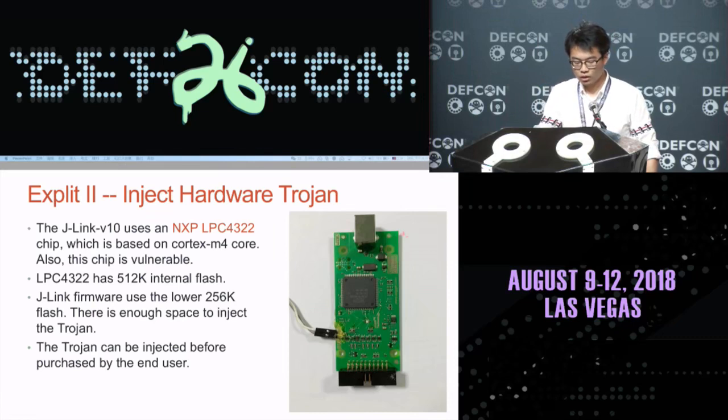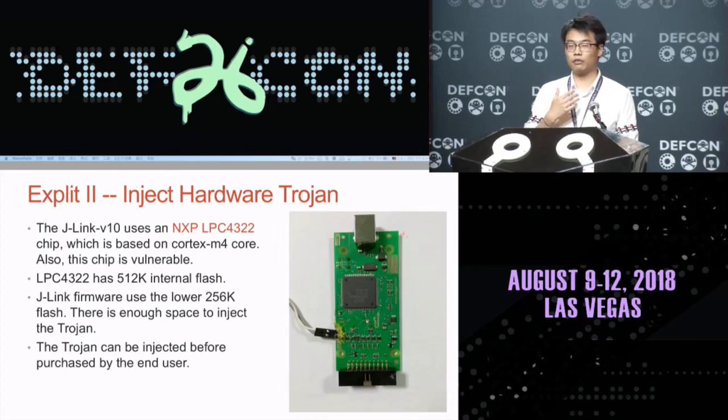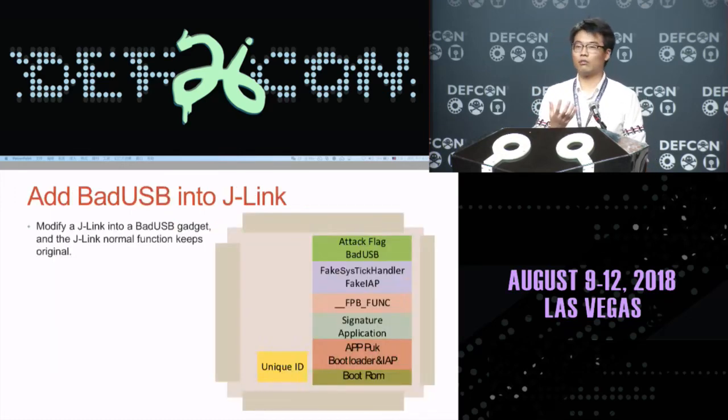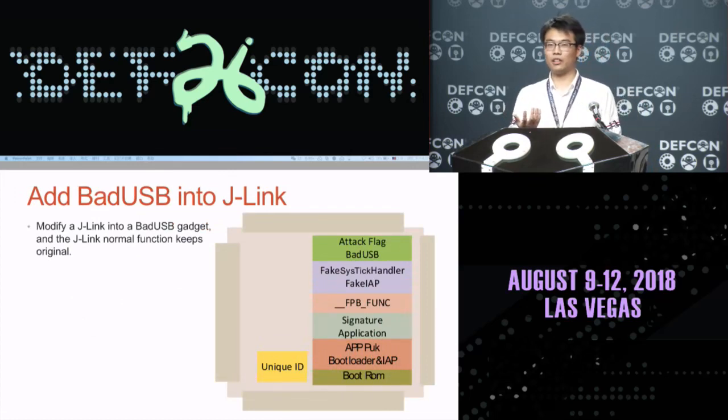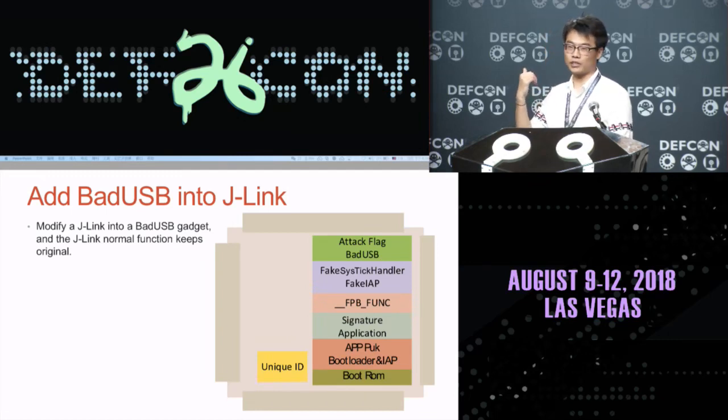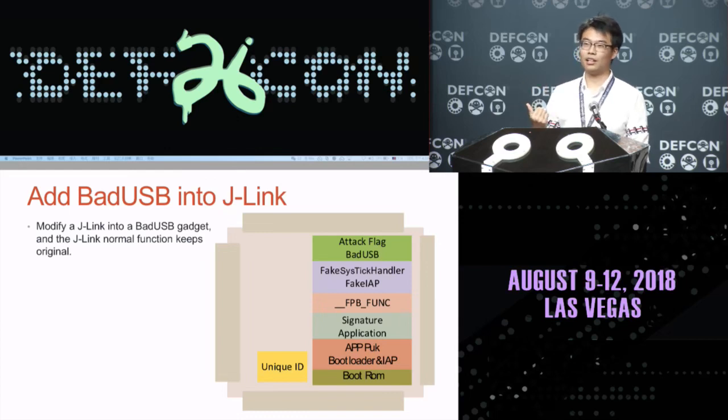So if we want, we can just inject the hardware trojan inside of the firmware before other people purchase this hardware. So how about adding a bad USB into a Jetlink, right? You purchase a Jetlink, it's hugely expensive, and you're told it can accelerate your development procedure. But it turns out it's a bad USB. It can just steal all of this stuff from your computer, because you just connected this hardware into your laptop, and you think, okay, this is safe enough. I can do my stuff.